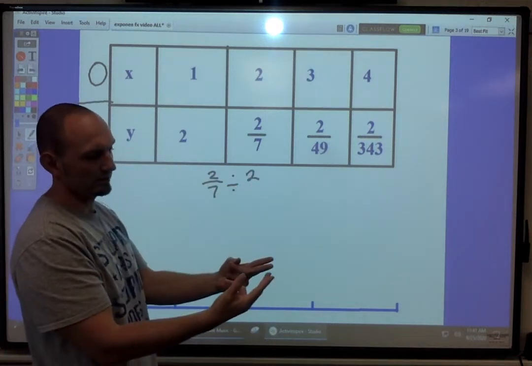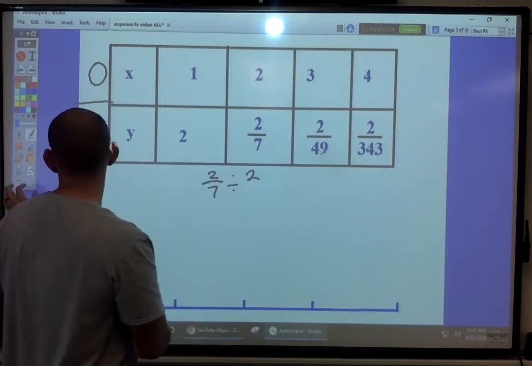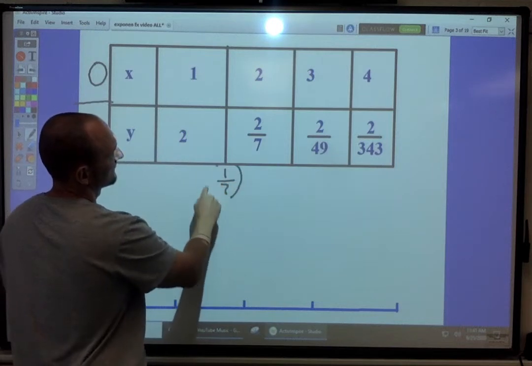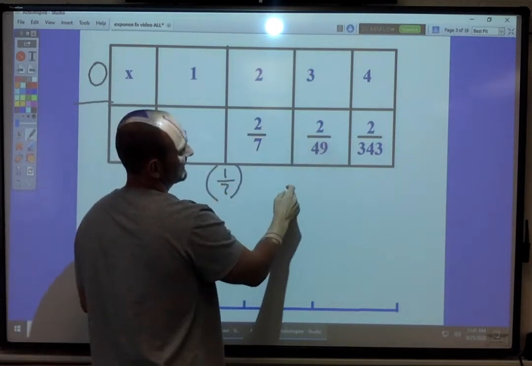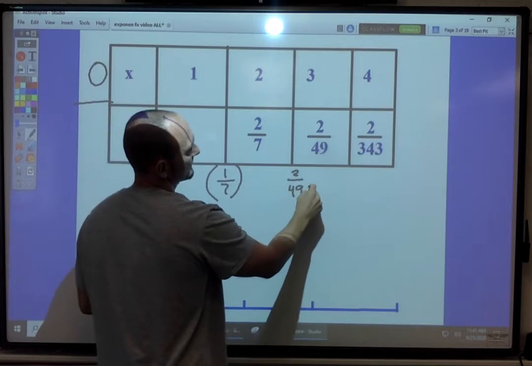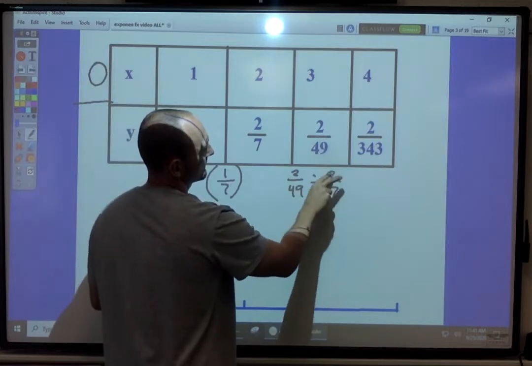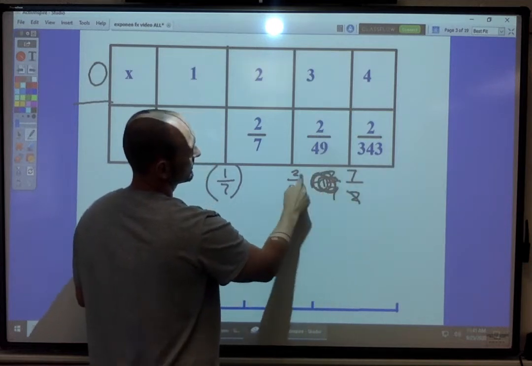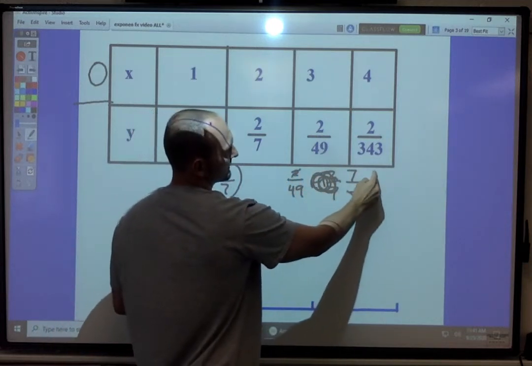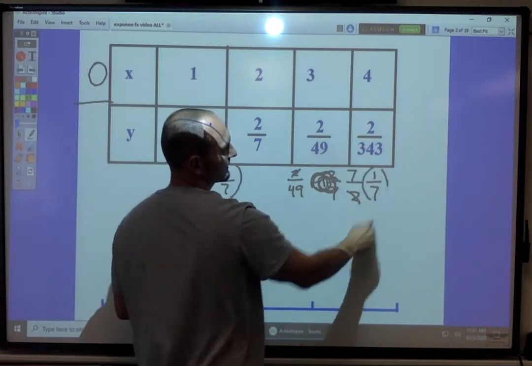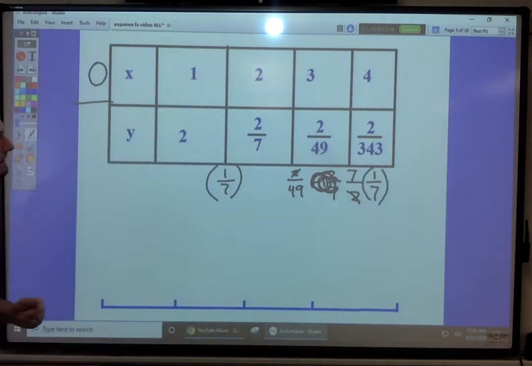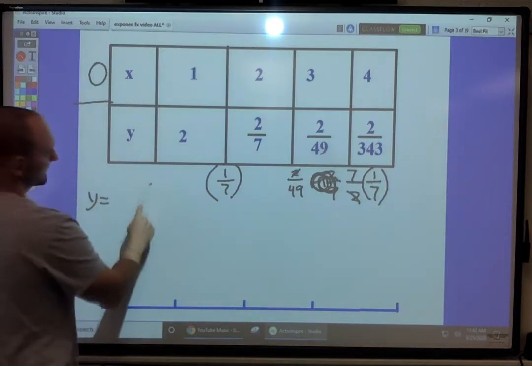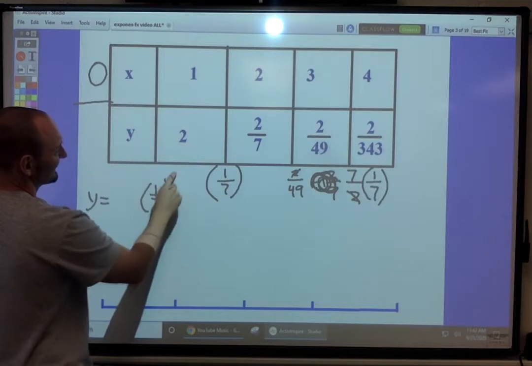Well, if I have 2 sevenths, I cut that in half, I have 1 seventh. So that's really 1 seventh as a factor. Take this, divide it by that. 2 49ths divided by 2 sevenths. Flip it and multiply. The 2's disappear. 7 over 49 is really 1 seventh. So 1 seventh is our factor. So we know it's y equals something times 1 seventh to the x.